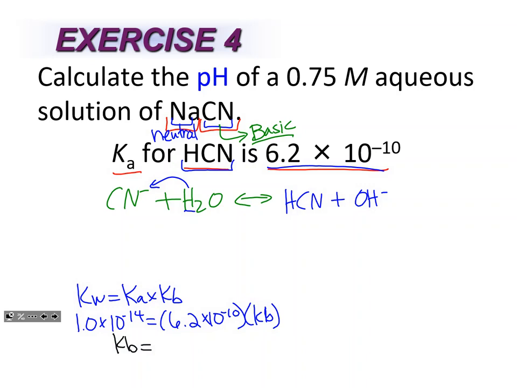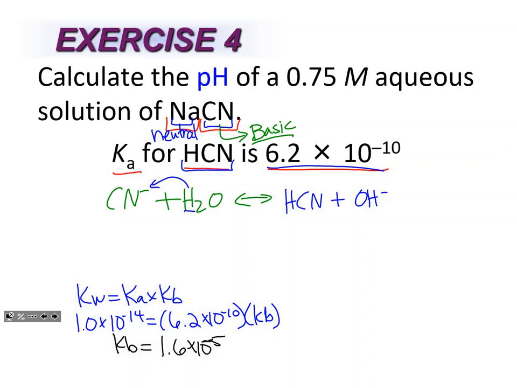What do we get for our Kb? Calculate it. Yeah, that's exactly right. 1.6 times 10 to the minus 5. Kb, stronger number here. Definitely beats out the self-ionization of water in terms of its strength here.